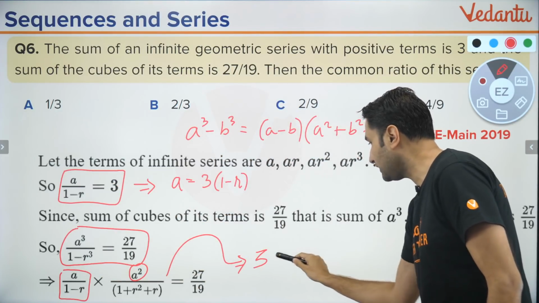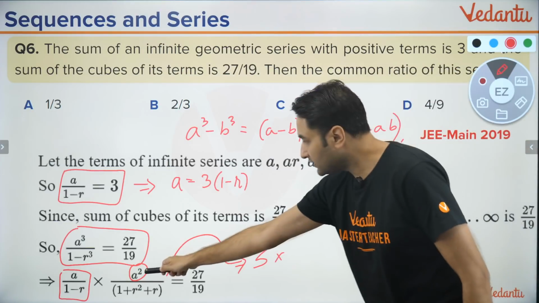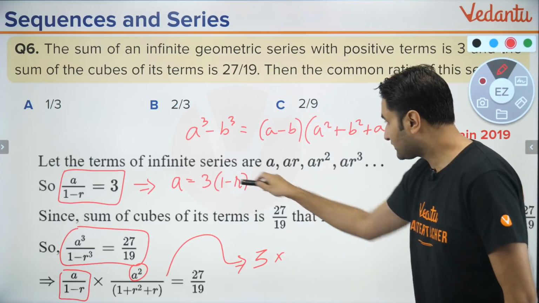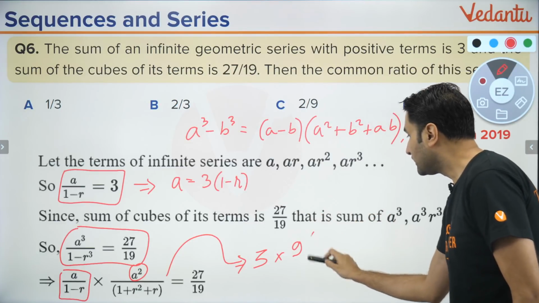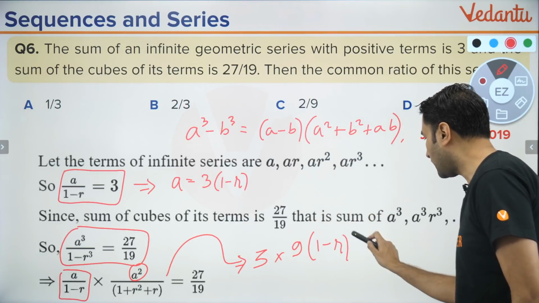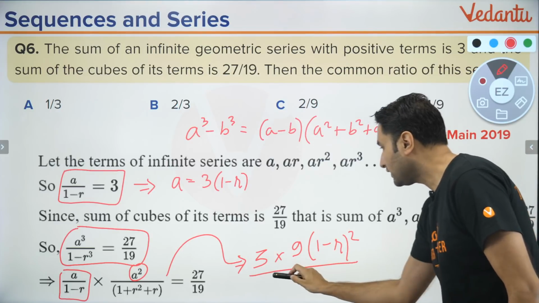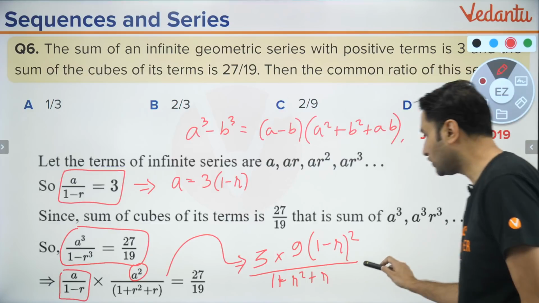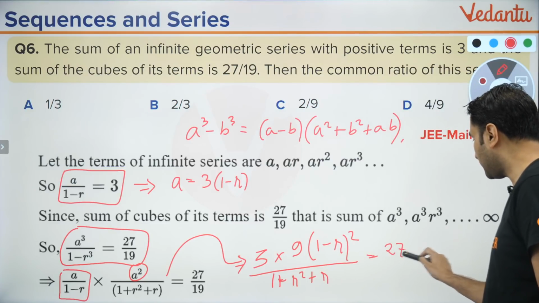So this thing can become, now this becomes 3 multiplied by, in the place of a square, let me write the square of this, that is 9 into 1 minus r whole square, upon 1 plus r square plus r in the denominator is equal to 27 by 19.